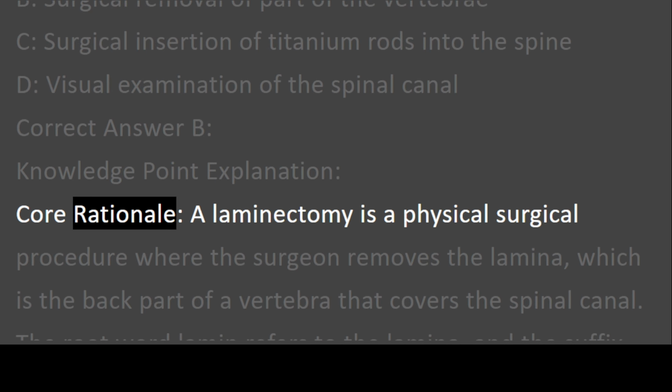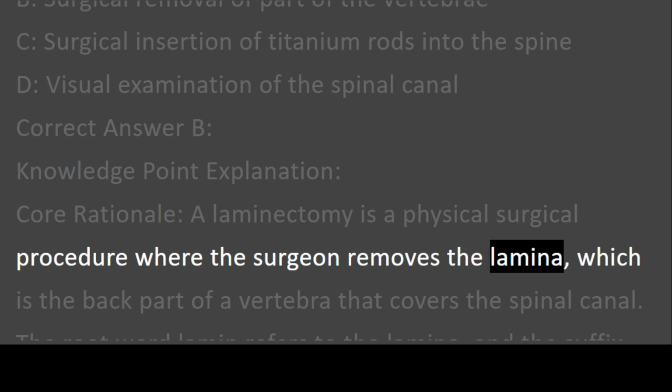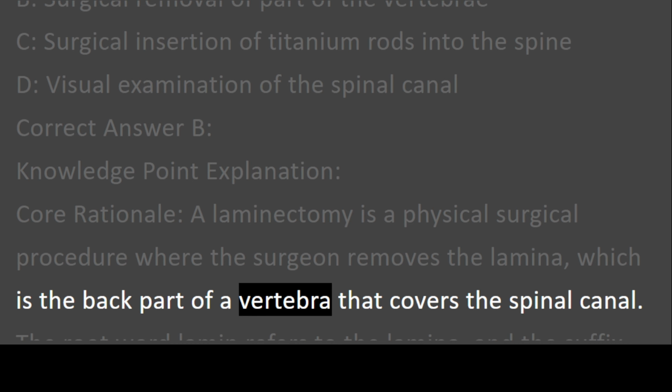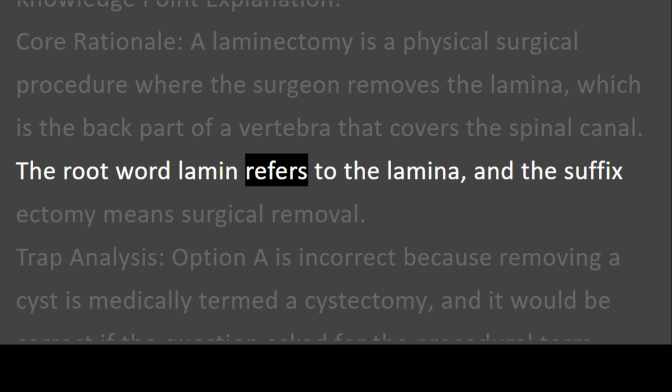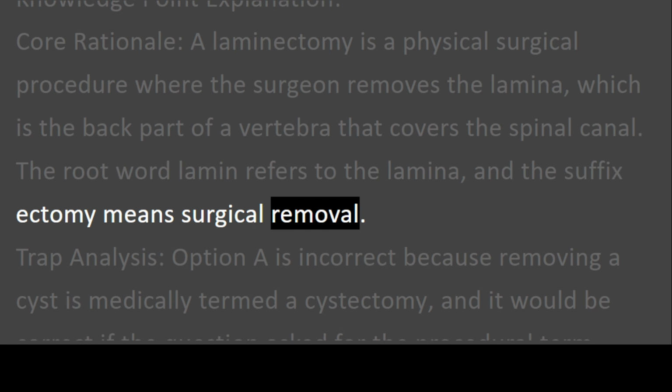Knowledge point explanation. Core rationale. A laminectomy is a physical surgical procedure where the surgeon removes the lamina, which is the back part of a vertebra that covers the spinal canal. The root word lamin refers to the lamina, and the suffix ectomy means surgical removal.